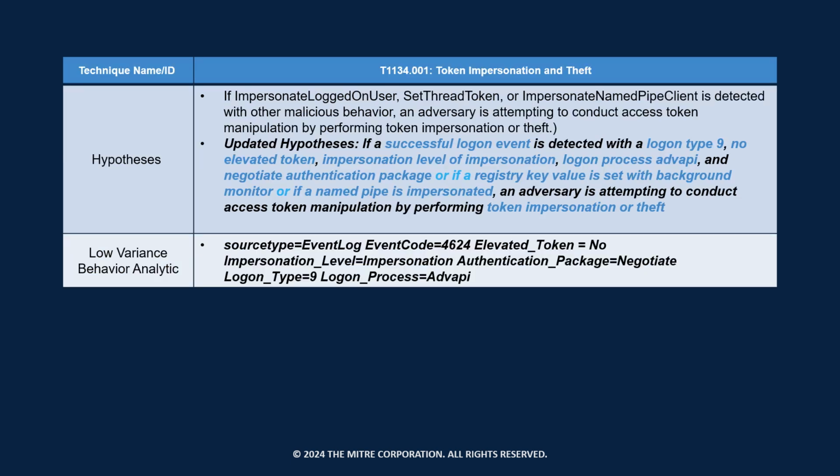We can add in our updated hypothesis, which can include the language which we use to translate our potential analytic to a more technical wording for translation into pseudocode. Finally, we can add in our low variance behavior analytic for token impersonation and theft. Congrats! You developed an analytic for token impersonation and theft.